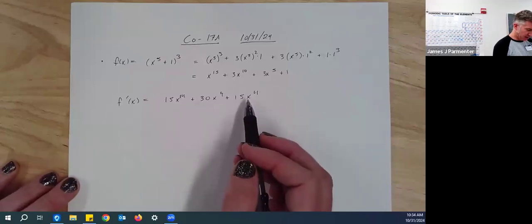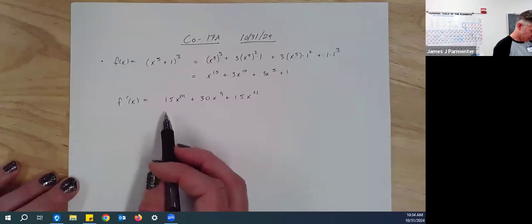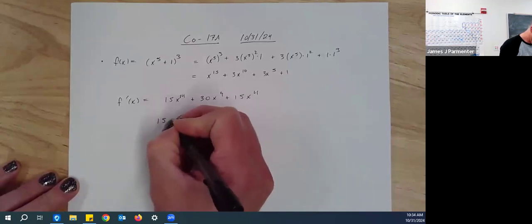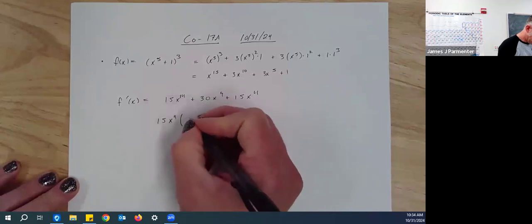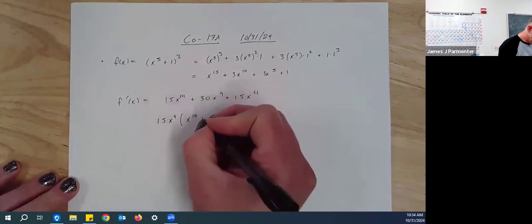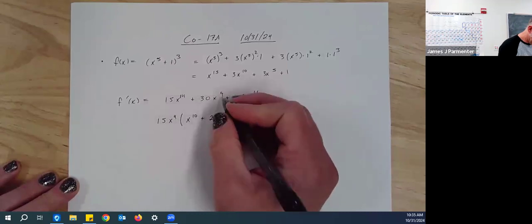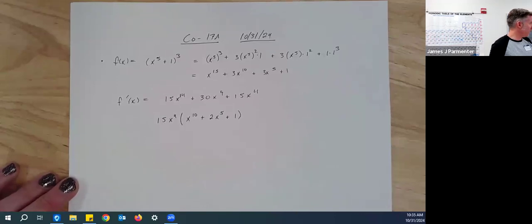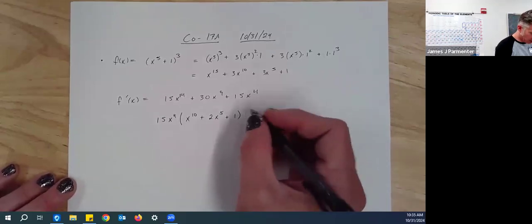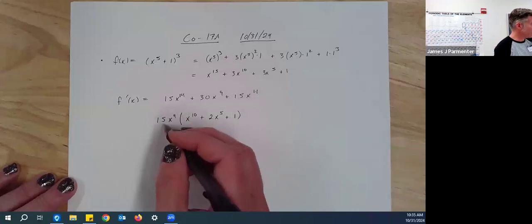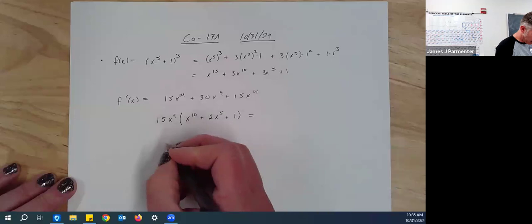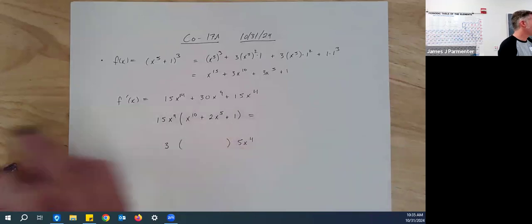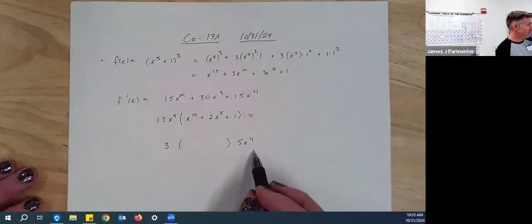I'm going to factor out an x to the 4th, and I'm going to factor out, sure, a 15. So if I factor out a 15x to the 4th, I'm left with an x to the 10th plus 2x to the 5th plus 1. I'm going to do 2 more things. I'm going to rewrite this 15x to the 4th in a very suggestive way, as a 3 in front and a 5 times x to the 4th in the back. 3 times 5x to the 4th is still 15x to the 4th.